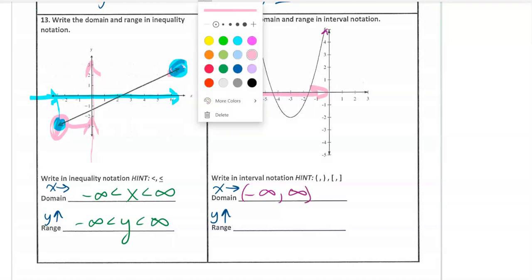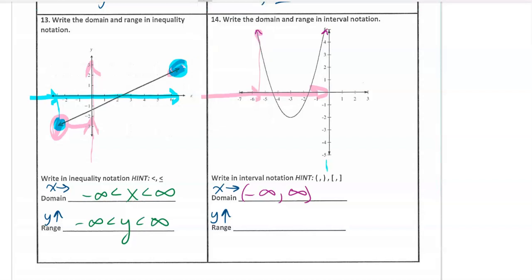Now for the range from bottom to top, as the y values increase, where does our graph begin? At -2. There is not an open circle here. There's also not a closed dot here. But because there is no gap or open circle, we will still use the bracket because this is considered an included point. Even though there's not a specific dot there saying, hey, this is a point, it's still a point on this graph. So we use a bracket.